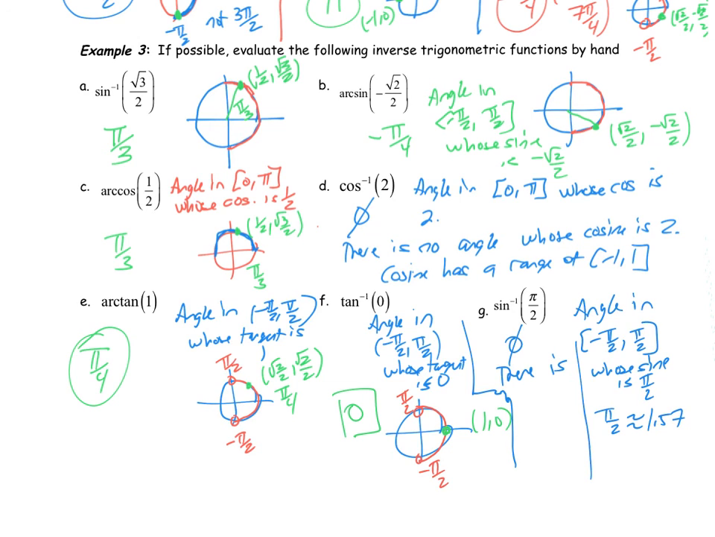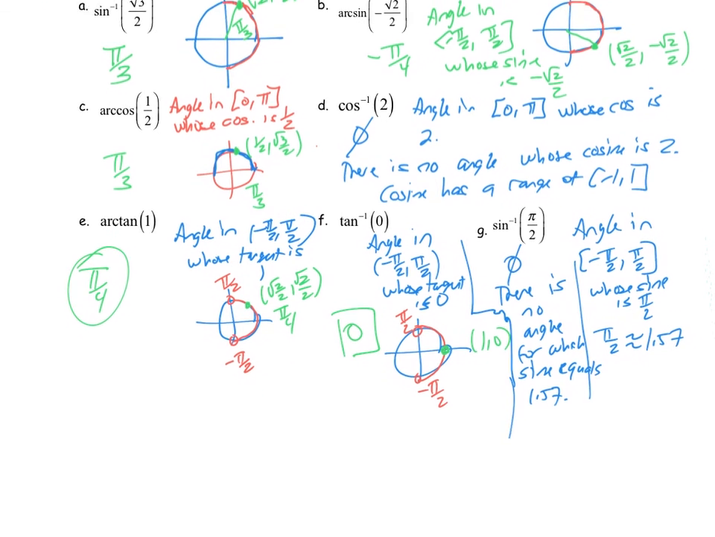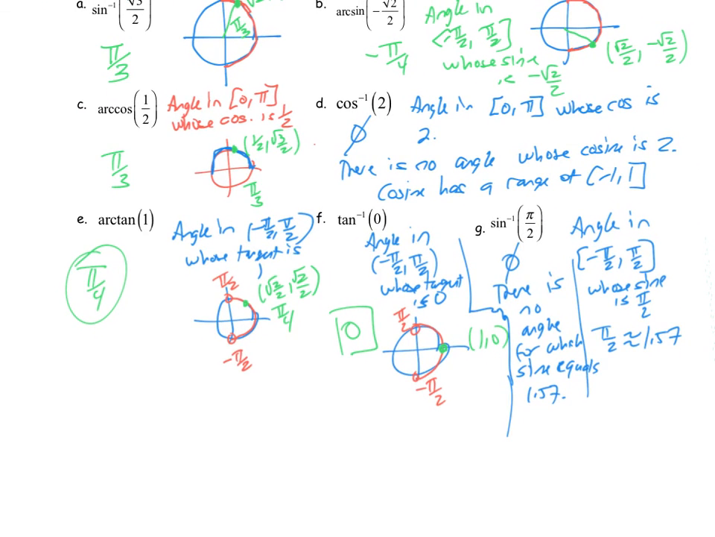There is no angle for which sine equals 1.57, right? Sine is bounded between negative 1 and 1. So I'll write that down. Sine x has a range of negative 1 to 1. So this is outside the possible values for inputs for sine inverse.